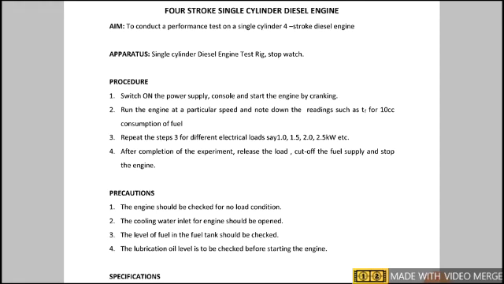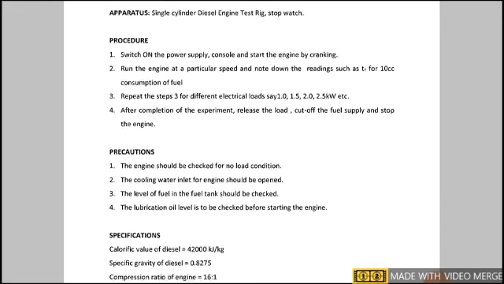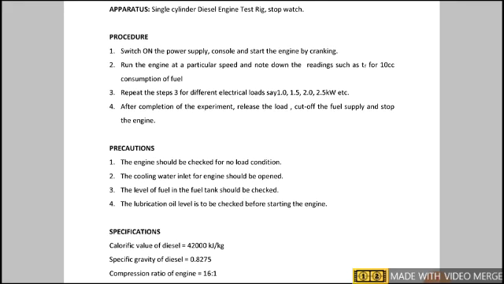The procedure to be followed for this experiment is: switch on the power supply console and start the engine by cranking. Run the engine at a particular speed and note down the readings such as the time taken for 10 cc of fuel consumption. Then repeat the steps for different load conditions like 1 kilowatt, 1.5 to 2.5 kilowatt, etc. After completion of the experiment, release the load, cut off the fuel supply and stop the engine.